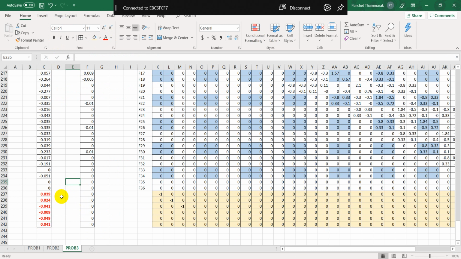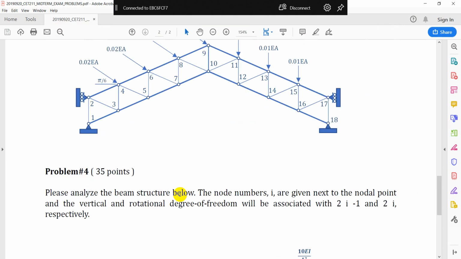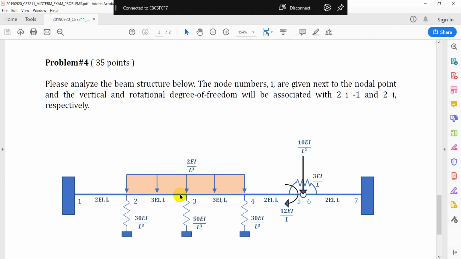Okay, done. Next, problem number 4. You can do this one, right?